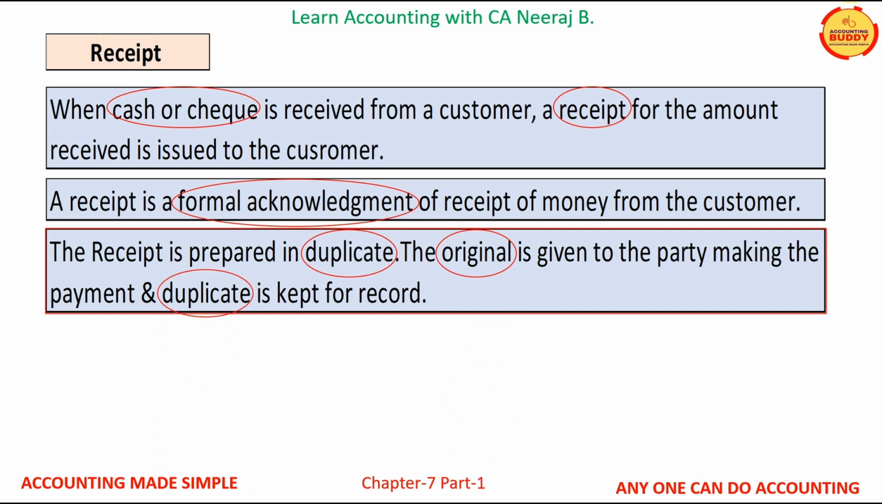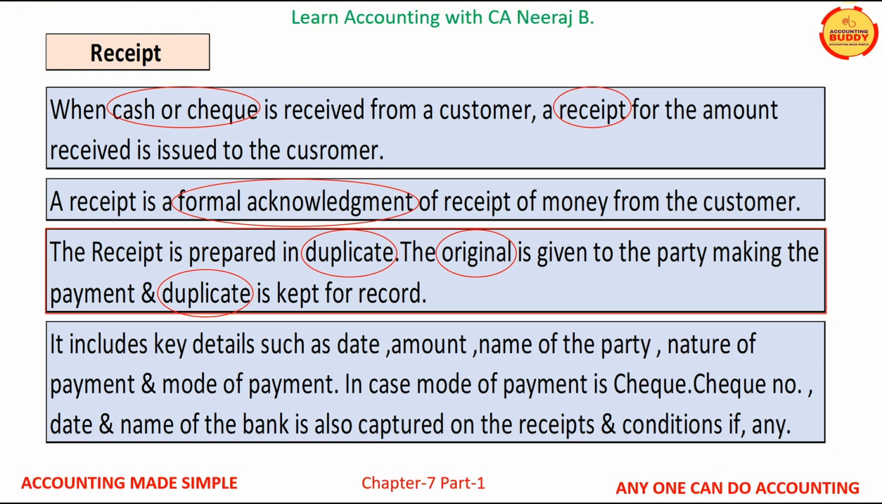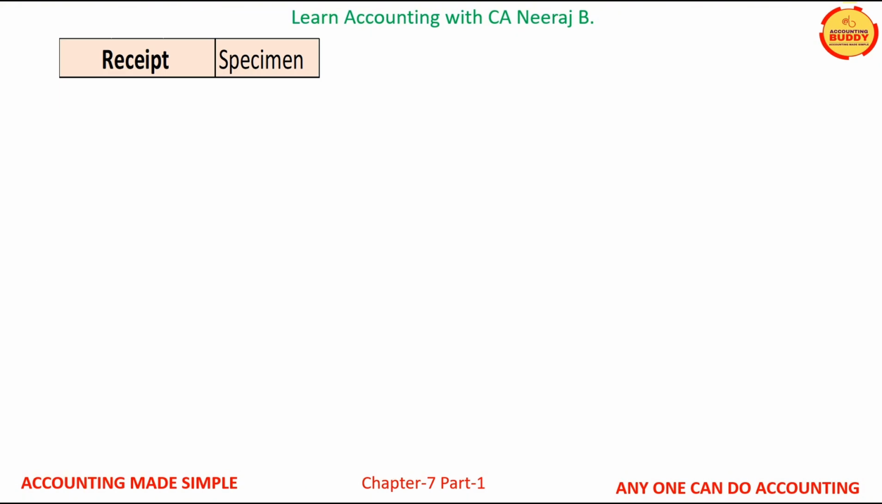It includes the key details such as the date, amount, name of the party, nature of payment and the mode of payment. In case the mode of payment is check, check number, date of check and the name of the bank is also captured on the receipt, and the conditions, if any, related to the amount received are also mentioned. Let us learn more about the receipt with the help of a specimen displayed on your screens.